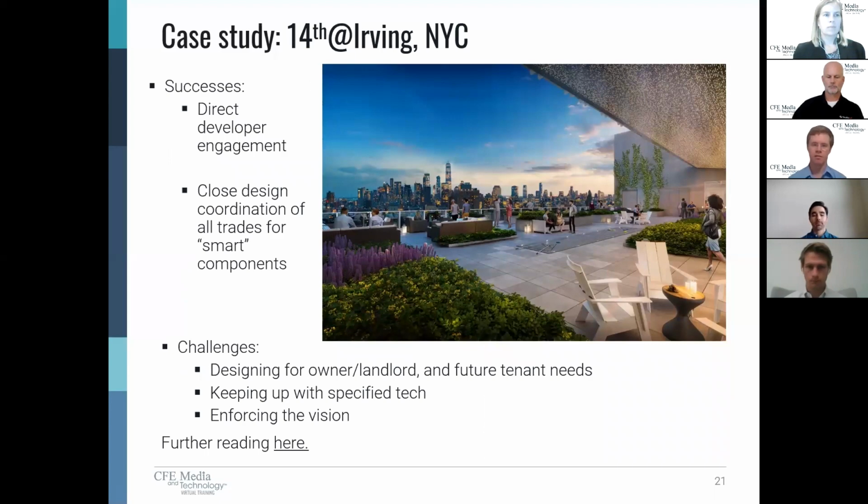So some of the successes with this project: we had direct developer engagement, as we've all mentioned here. It's important to be involved with your client. In our case, it was a developer, so that you really understand their goals and their needs from the get-go. And it includes various stakeholders from their team: their high-level leadership and decision makers, but of course the facilities folks, the IT folks, the HR folks. All those people become important whenever you're delivering a solution like this.